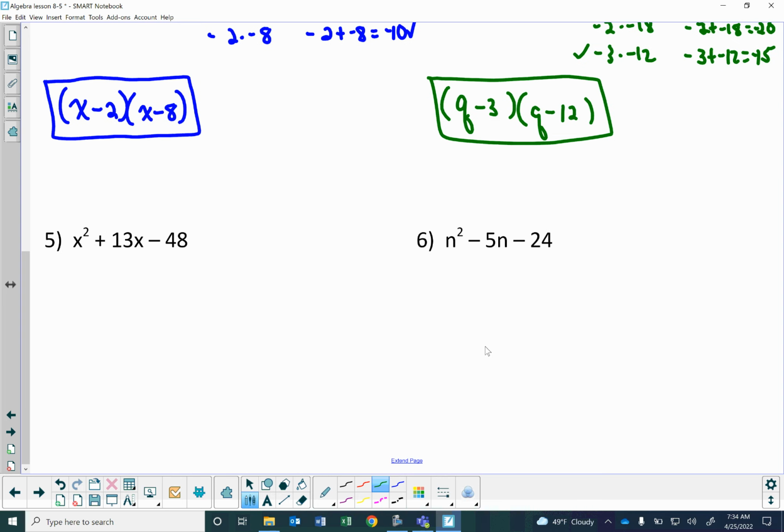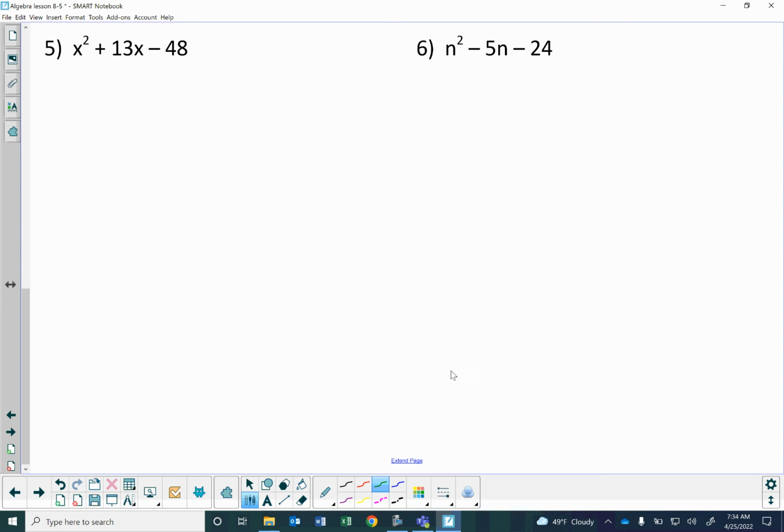Okay. Now let's take a look and see what happens when our product is negative and our sum is positive. That's what we have in number 5. We have a product of negative 48 and a sum of positive 13. So let's think about that. If we have a product that's negative and a sum that's positive, we have one negative number and one positive number. Out of the factors, the positive number needs to be the larger of the two factors, otherwise we can't get a positive sum.